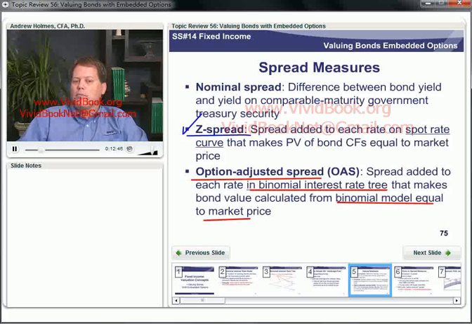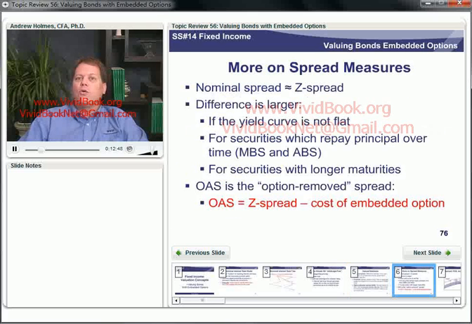Let's talk a little bit more about these spread measures. Okay, so what we'll see is that for a short-term security with a relatively flat yield curve, the nominal spread and the Z spread will be almost the same.